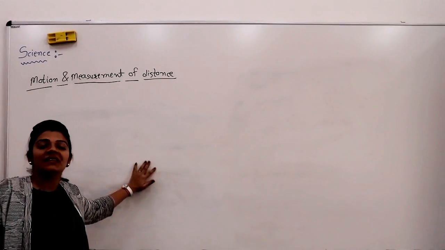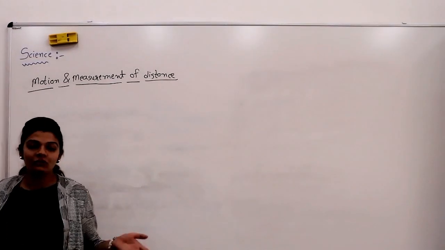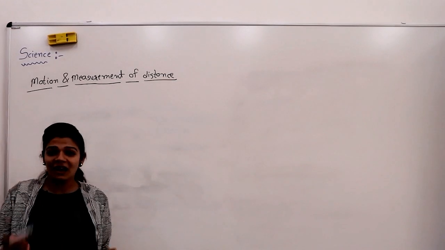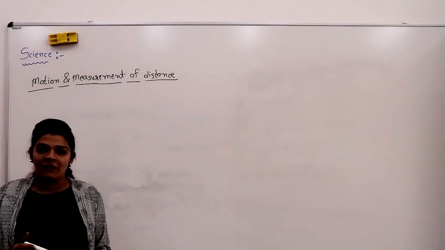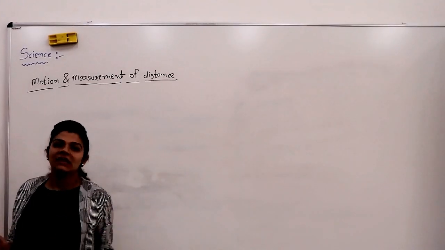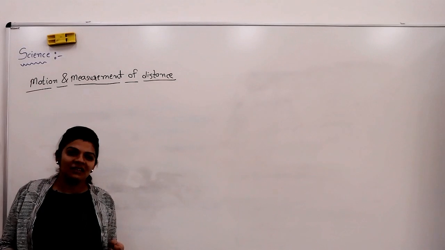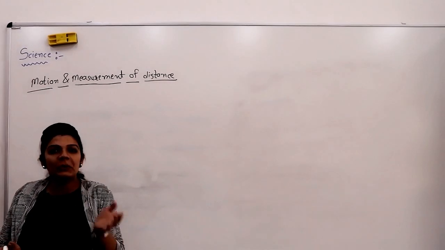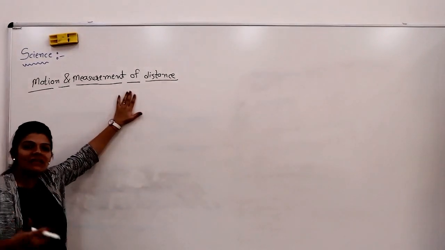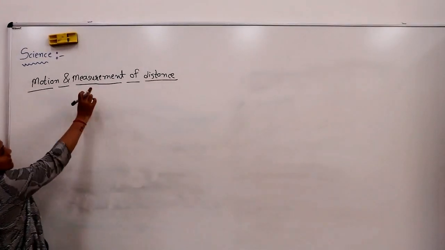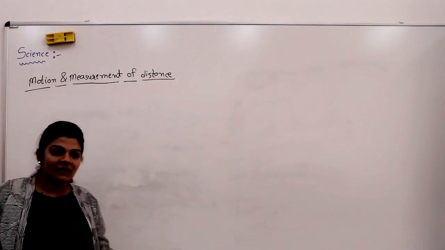But how can you decide whether you must go by cycle, scooter or car? If you want to go from here to Ahmedabad, then obviously you must choose either bike or scooter or train. You cannot choose cycle for that, or you cannot go from Morbi to Ahmedabad by walk, right? So, for choosing the means of transport, we have to first of all measure the distance, or we should know the distance between two places.